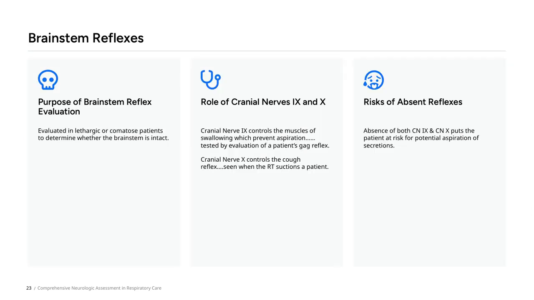Let's talk about brainstem reflexes and their importance in respiratory care. When both cranial nerve IX, which controls swallowing, and cranial nerve X, responsible for the cough reflex, are absent, it can put the patient at significant risk for aspiration of secretions. This is a critical point because without these reflexes, the body's natural defenses against inhaling saliva or other secretions are compromised.